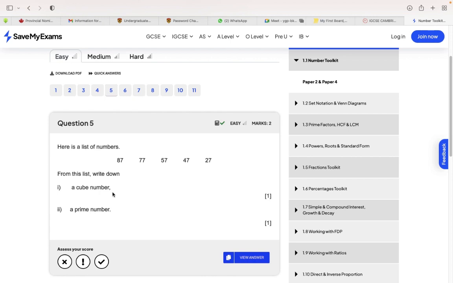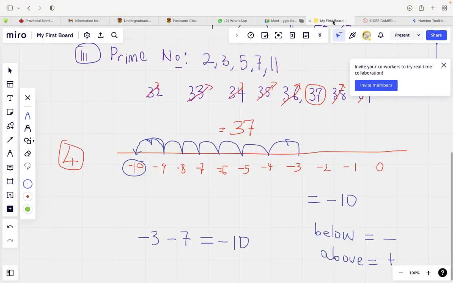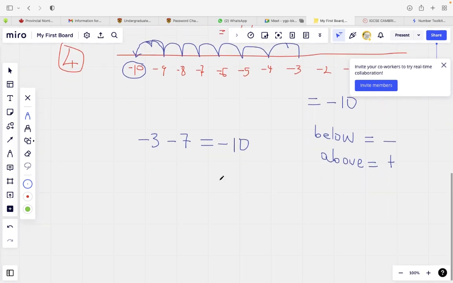Okay, cube numbers are similar to square numbers. The one we did before was square numbers. Cube numbers are similar to square numbers, but all you do is cube the numbers. For example, question number 5. You just cube the numbers.